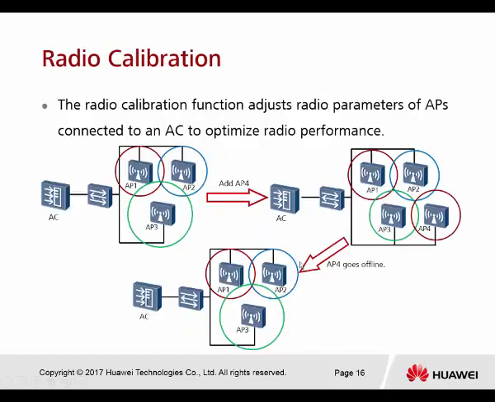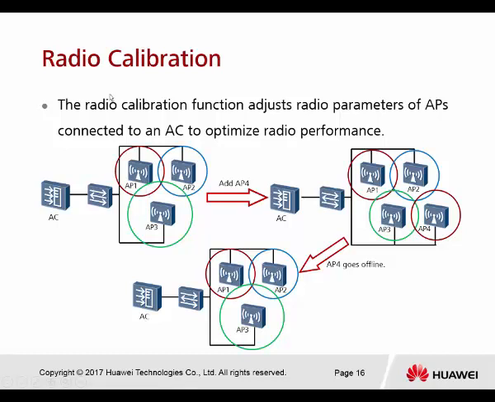So this is one of the features, radio calibration. The radio calibration function adjusts a radio parameter of APs connected to the AC to optimize the radio performance, because we know when there are too many APs deployed on the same floor, same building, and we're going to maximize the coverage by the AP, this kind of configuration will cause a lot of interference.